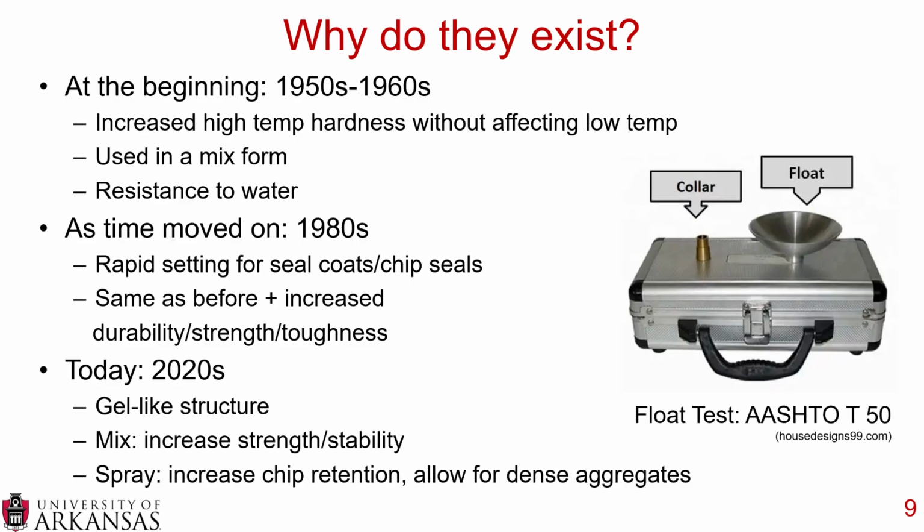So chip seals usually are single size, low fines aggregate, but high float asphalt emulsions allow for a denser grade, a little dirtier aggregate, as we'll see coming up.